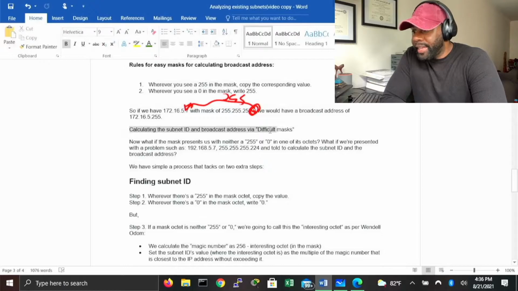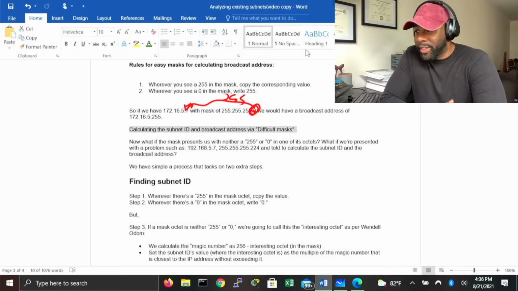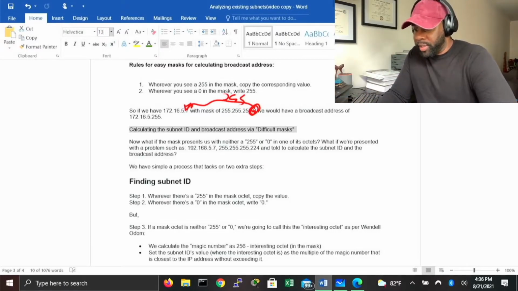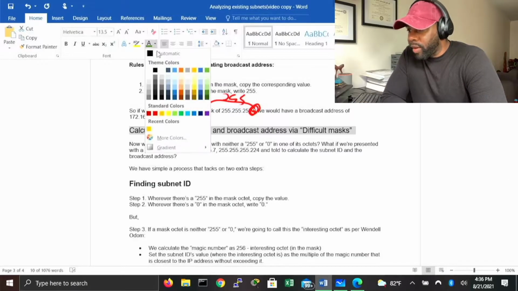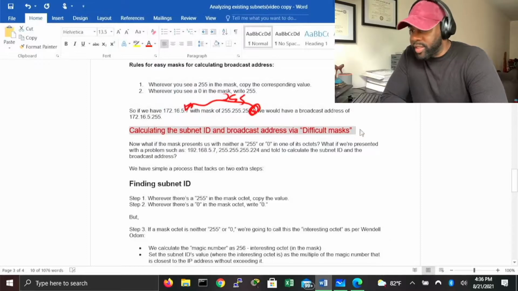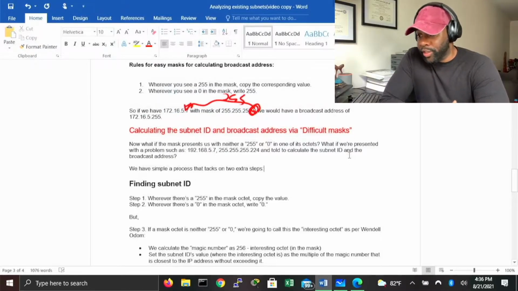Calculate the subnet ID and broadcast address by way of difficult masks. This is where things get really exciting. So let's put up a little heading so that we can keep our point of reference. Let's make it red so it stands out: calculating the subnet ID and the broadcast address via difficult masks.